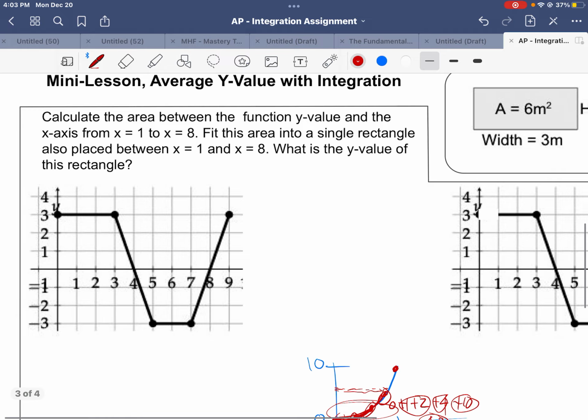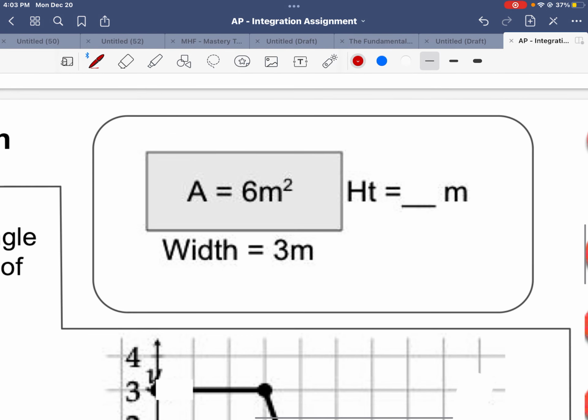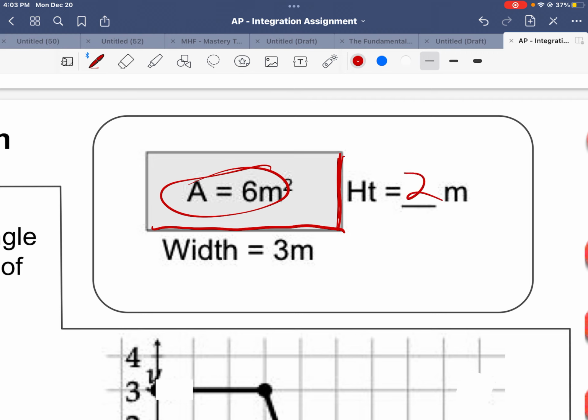Okay, so just to begin, this is the strategy we're going to use right here. I'm going to give you a nice simple example. If you knew that that rectangle was 3 meters wide and you knew the area was 6, what would the height be? Now, I think most people are going to go, oh, it's 2, because 3 times 2 is 6.